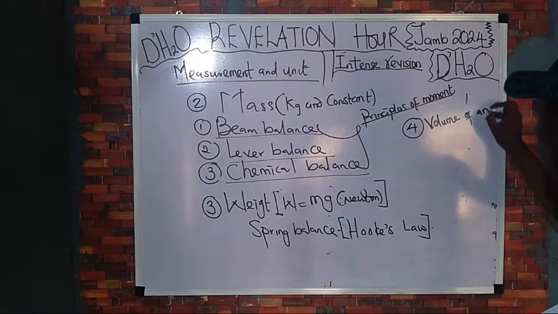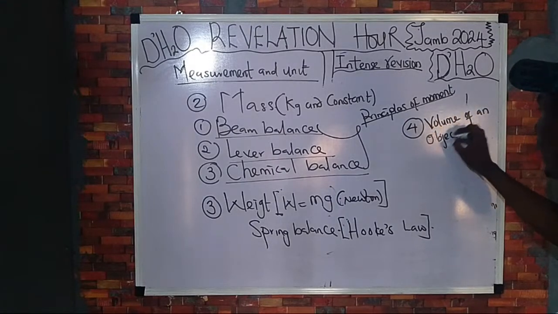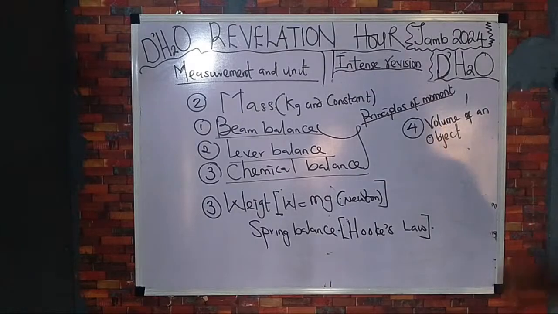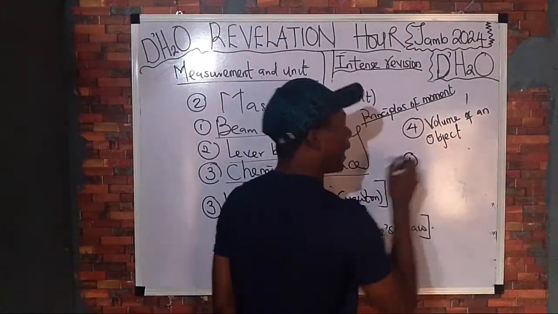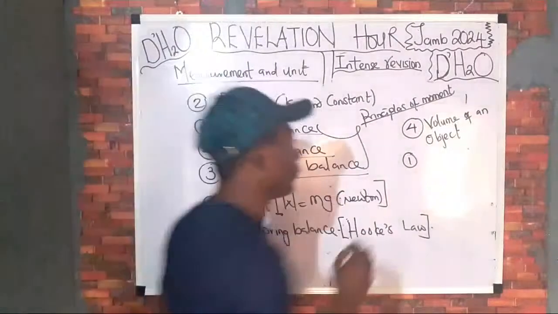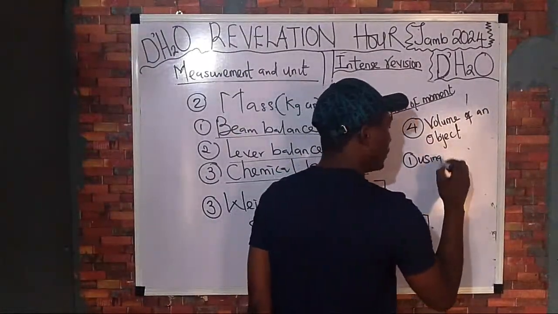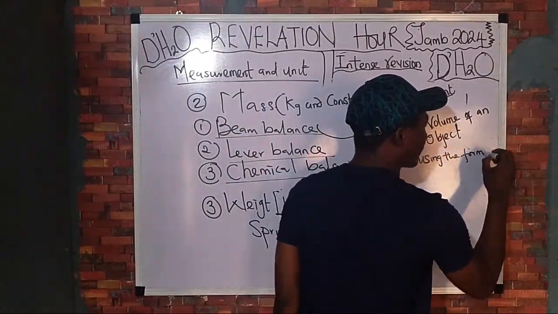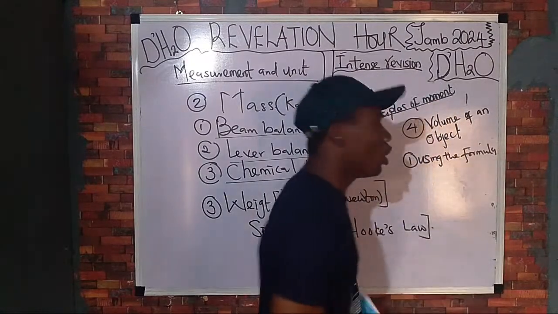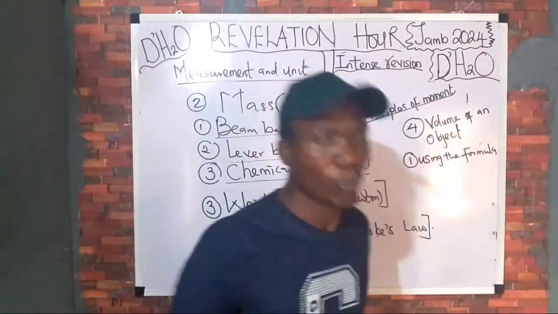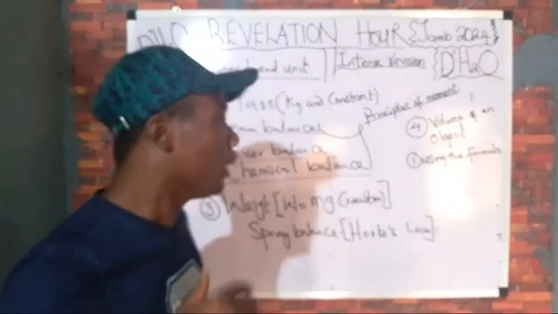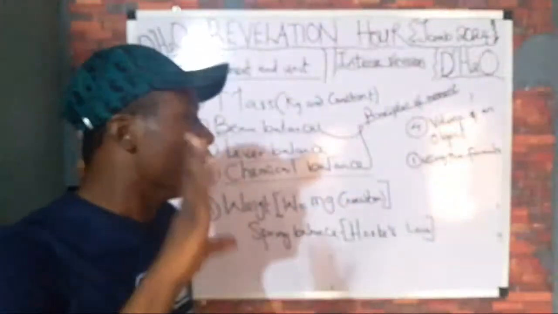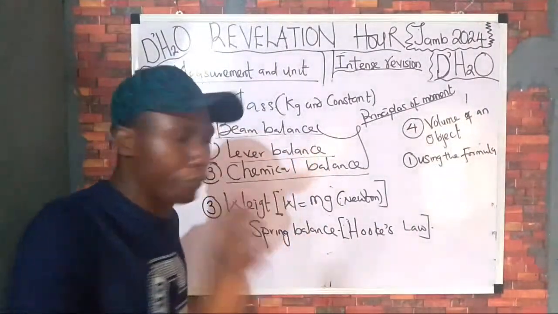Volume of an object. How can the volume of an object be measured? The volume of an object can be measured from two different angles. One, you can determine the volume of an object using the formula. Or better still, objects are divided into two. We have regular shaped objects and we have irregular shaped objects. Now, for regular shaped objects, the volume can be determined by using the formula.